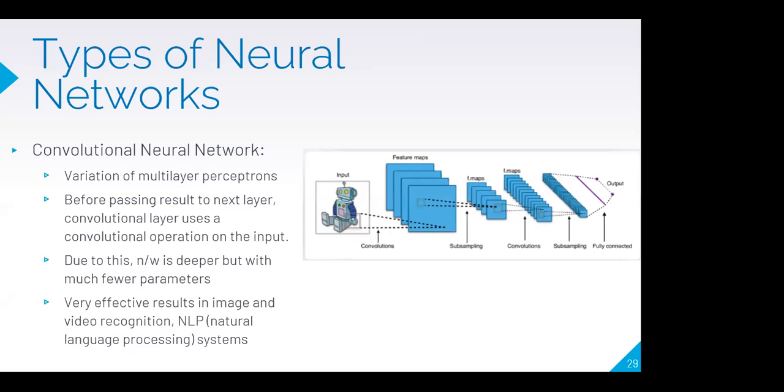Okay, the next type of neural network would be the CNNs, or the convolutional neural network. The convolutional neural network is a variation of multi-layer perceptrons. Before passing its result to the next layer, a CNN layer uses a convolutional operation on the input. So CNNs show great results in semantic parsing and paraphrase detection. They're applied in signal processing and image classification as well.